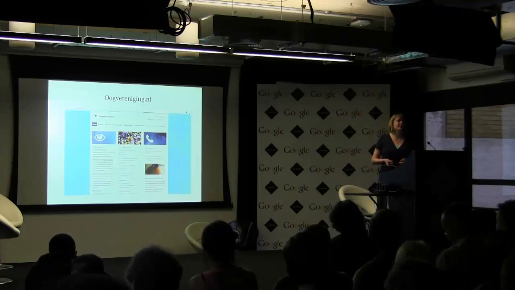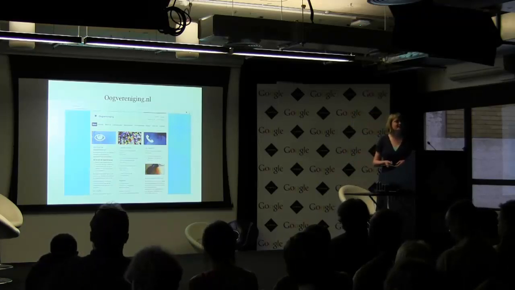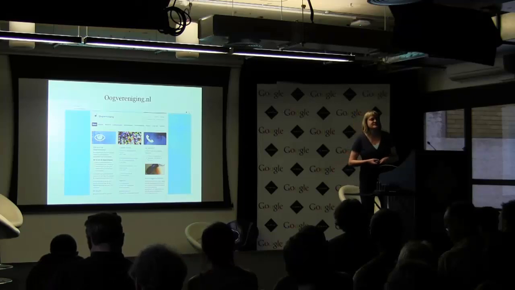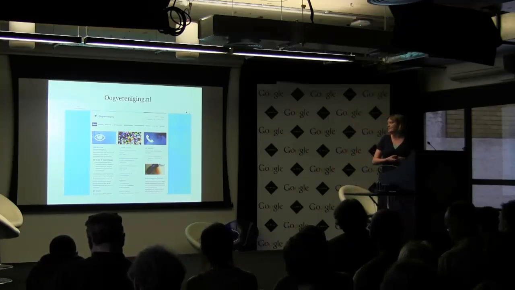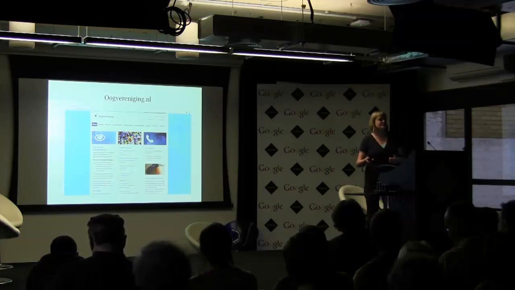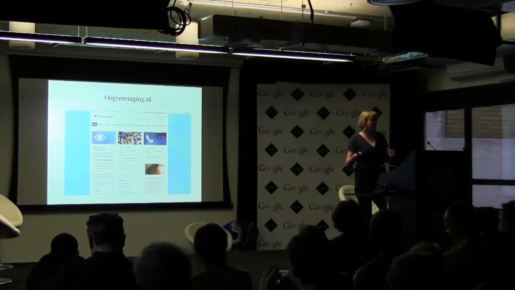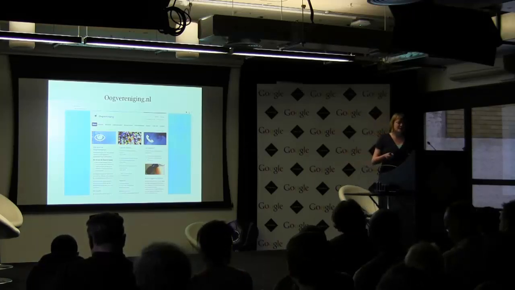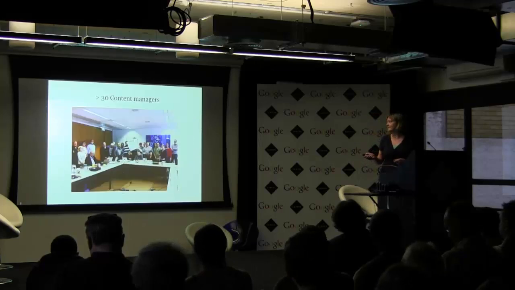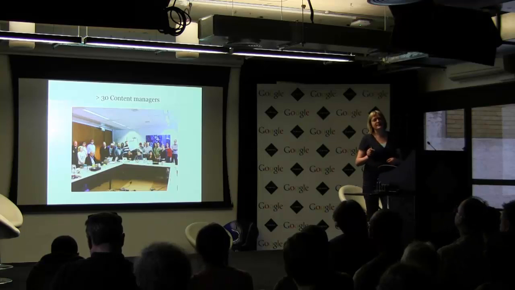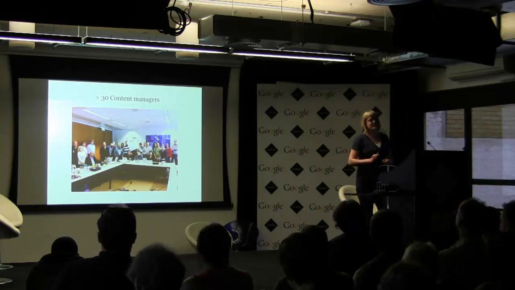This is the biggest site I built. It's the Oogvereniging. It translates as Eye Association. It's the largest association in the Netherlands, and it represents the rights of all people with eye impairments, who are deaf, blind, or have eye diseases. It's a very large association, and the website is run by 30 content managers, and they all have eye diseases. So that's quite a challenge.